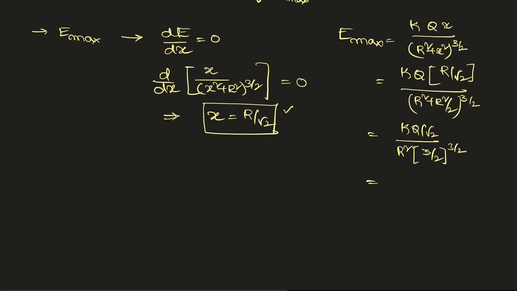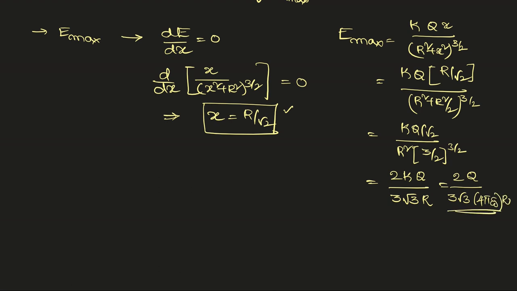So if you substitute and solve all those values, we'll get 2kQ by 3 root 3 r square, where k value is 1 by 4 pi epsilon naught. So 2Q by 3 root 3 into 4 pi epsilon naught r square. So they may ask you in terms of k value also. This kind of questions you can expect.